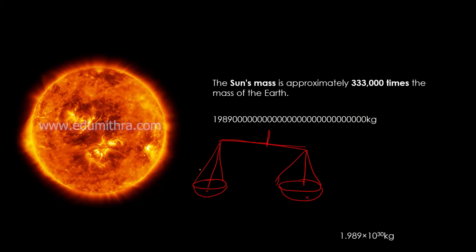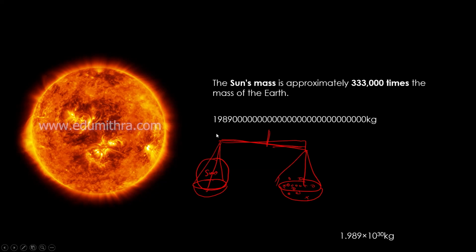I hope you know. So if you place the sun on one side of this balance, you have to place 333,000 Earths on the other side, not just one Earth. You have to fill it with so many Earths, and only then will it be balanced. That much Earth is needed to balance the weight of the sun. This weighing machine is usually called the common balance.